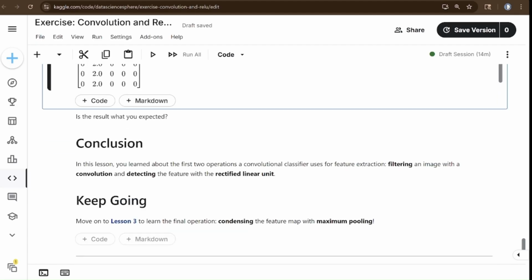In this lesson you learned about two operations. Okay, we have got the main point, that is filtering an image with a convolution and detecting the features with ReLU, the rectified linear unit. And in the next one we are going to read about condensing using maximum pooling. Then our base part will be completed.